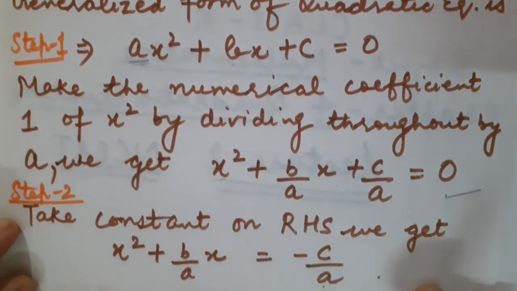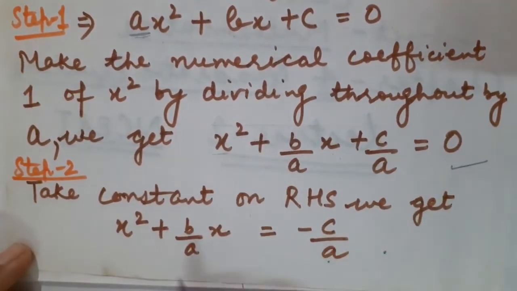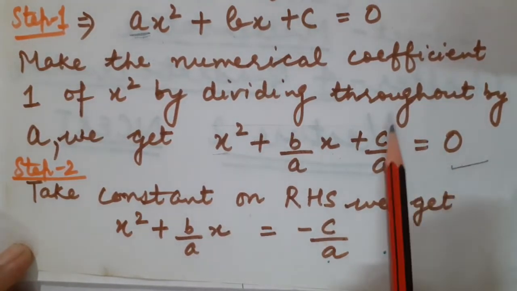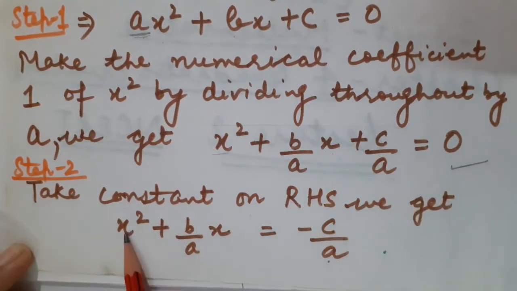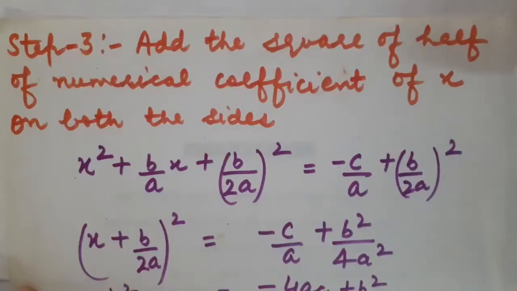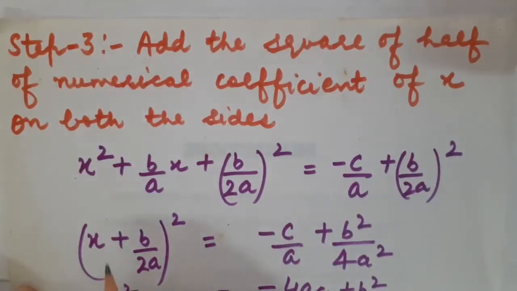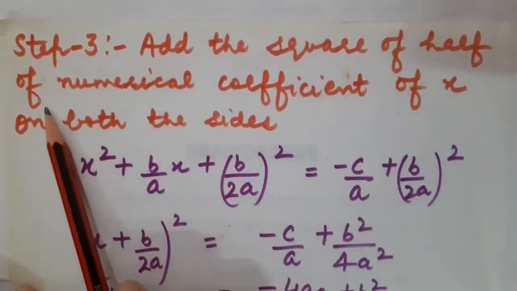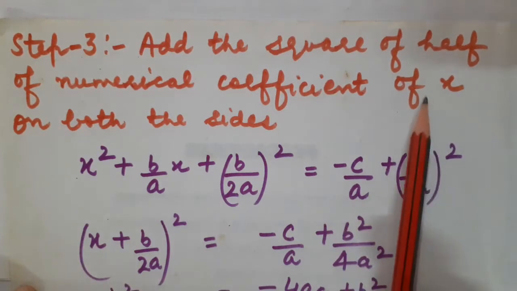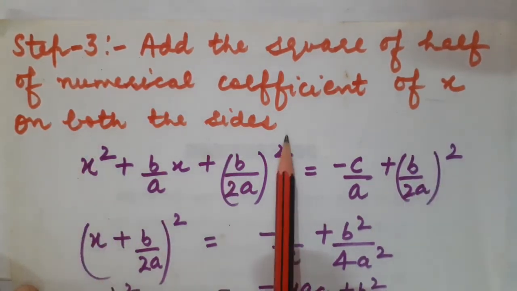Correct, children? Now, step number 2. Take the constant value to the right hand side. Children, you know very well what the constant is over here. That is c upon a. So x square plus b upon a x is equal to minus c upon a. Correct, children? Now the third step is that you have to add the square of half of the numerical coefficient of x on both sides.